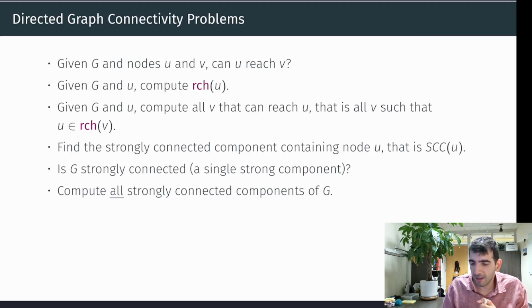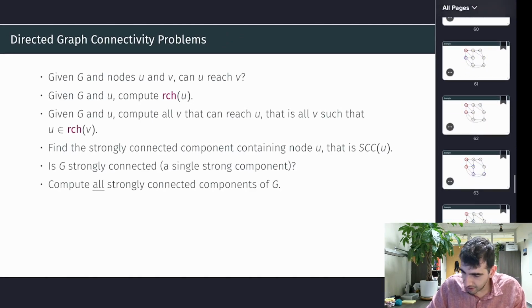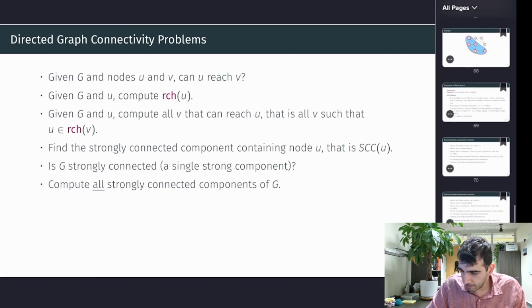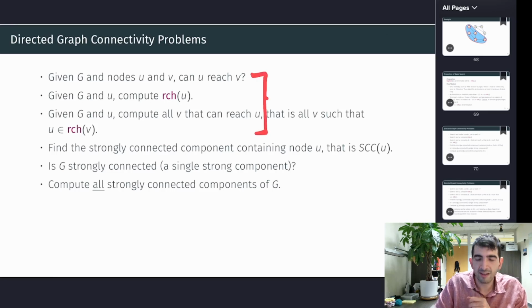And a lot of these can be solved by very basic algorithms, and a lot of them need more advanced algorithms. We'll come back to this and discuss that. We'll discuss solving these three problems using basic search next.